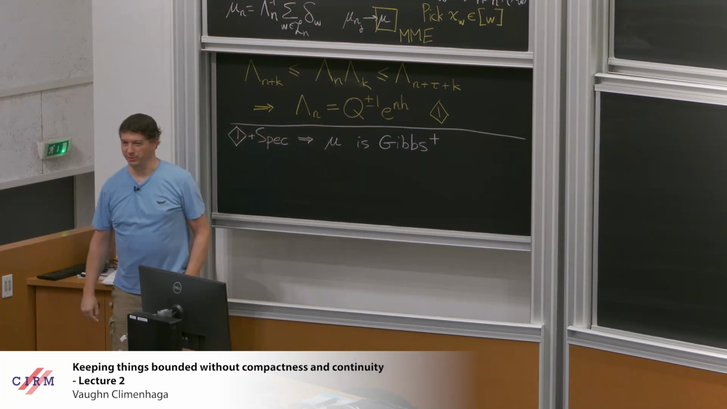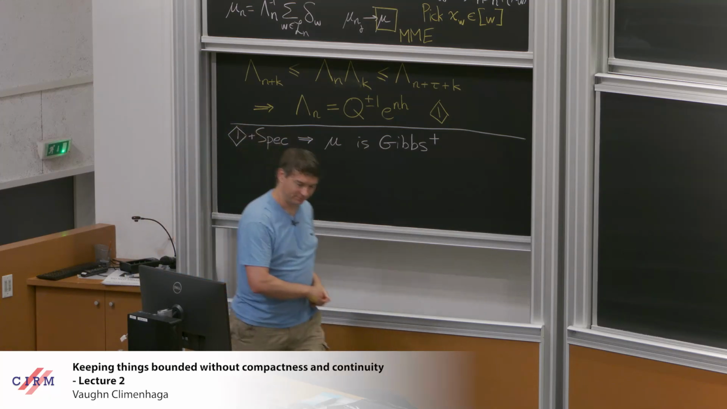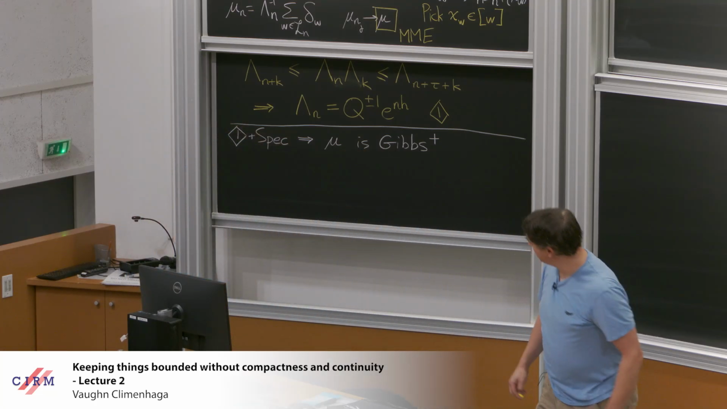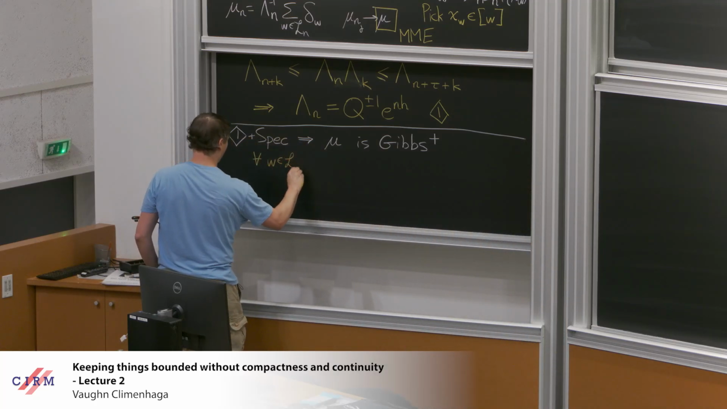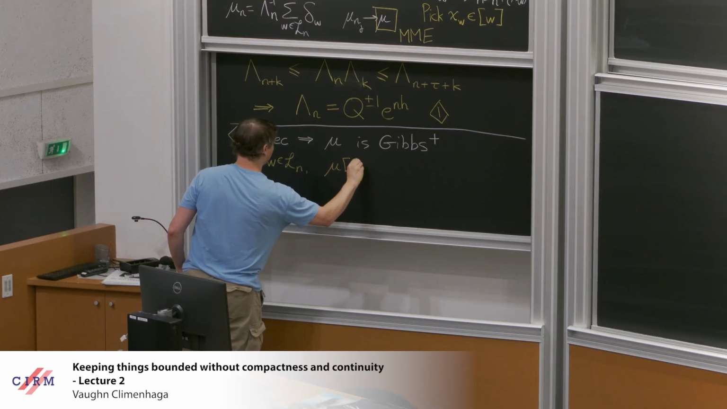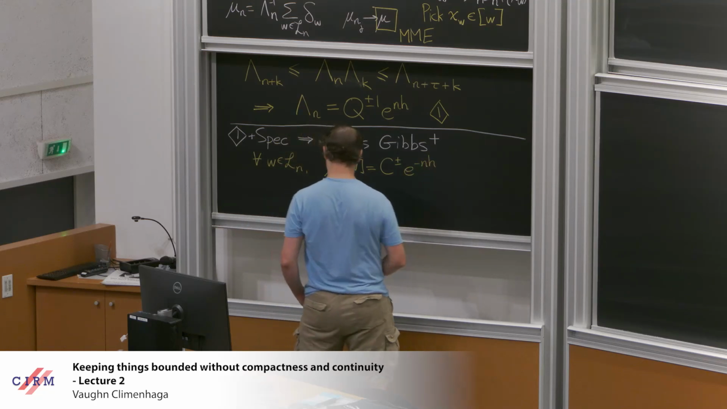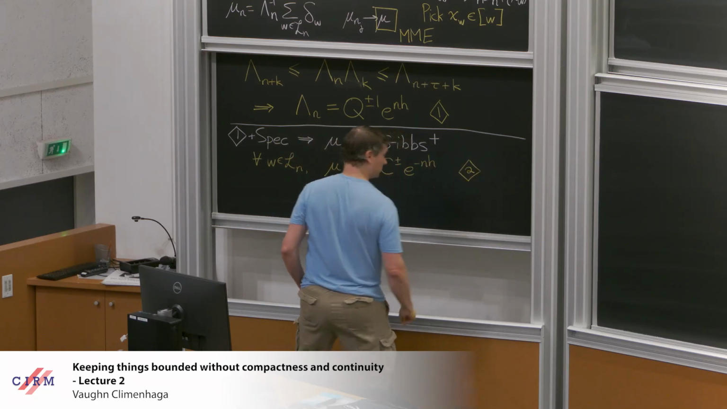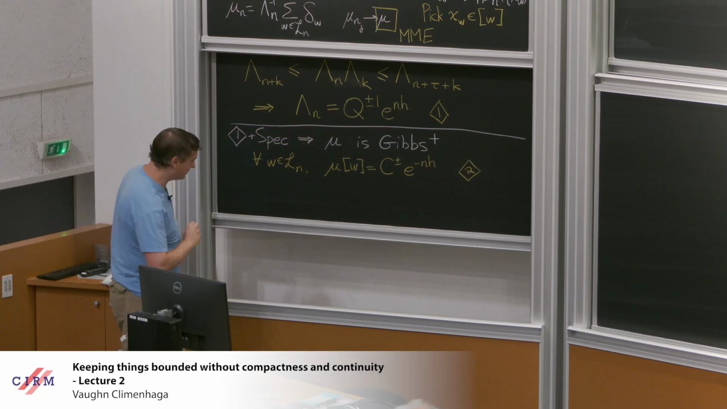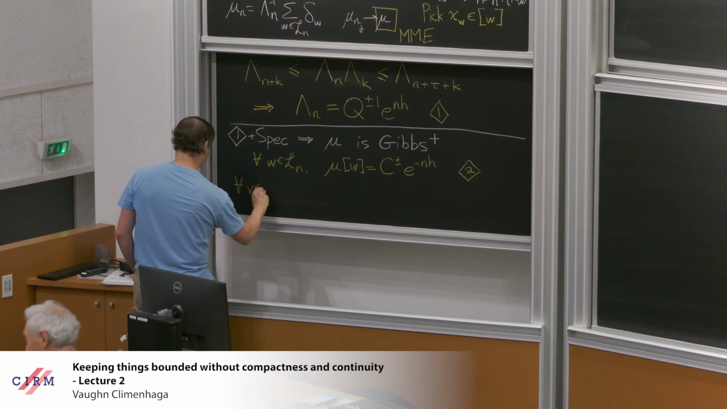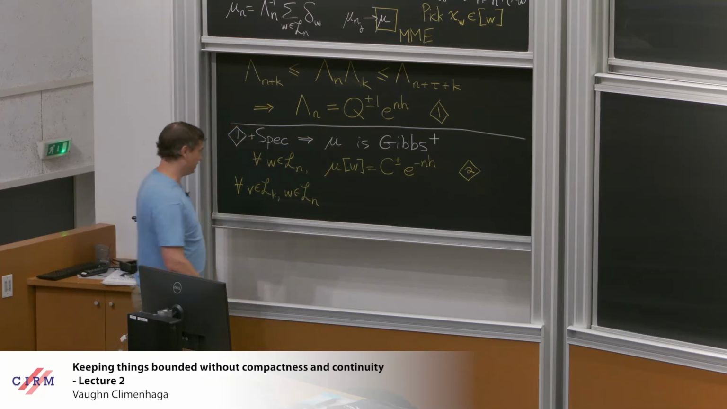I'm going to put a plus there because it has a strengthened Gibbs property. So last time, I wrote this down as property 2, which is that for every word of length n, the measure of the corresponding cylinder is within a multiplicative constant of e to the minus nh. This is what we call the Gibbs property. And I said that a strengthened version of it also holds.